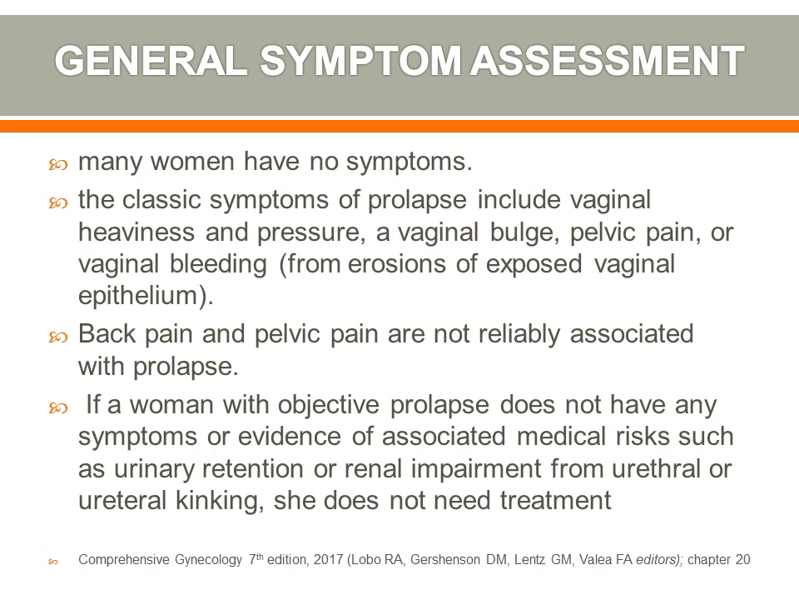For the general symptom assessment, many women with pelvic organ prolapse are asymptomatic, but those with symptoms include the classic symptoms of prolapse, which include vaginal heaviness and pressure, vaginal bulge, pelvic pain, or vaginal bleeding, which is from erosions of exposed vaginal epithelium. Now, some of the patients also complain of back pain and pelvic pain, but these are not reliably associated with pelvic organ prolapse. If a woman with objective prolapse does not have any symptoms or evidence of associated medical risks such as urinary retention or renal impairment from urethral or ureteral kinking, then this patient does not necessarily need treatment.